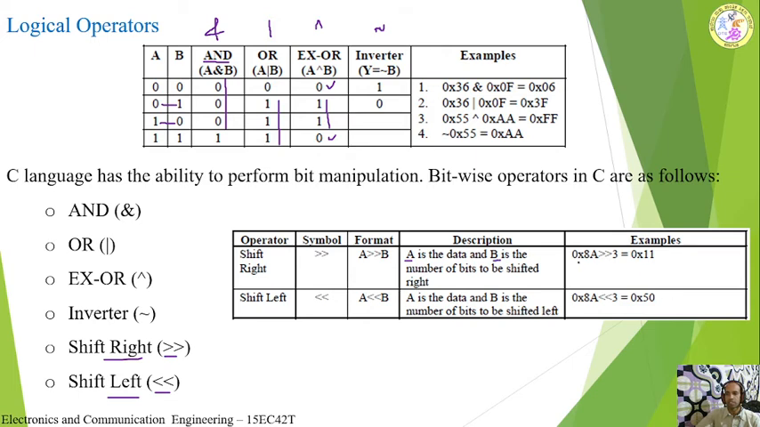For example, if I write 0x8A right shift 3 times, you shift the 8A value. 8A is the data. How many times do we need to do the shifting? 3 times. And when you do that 3 times shifting to the right side for this value 8A, from the left side you keep on appending 0.